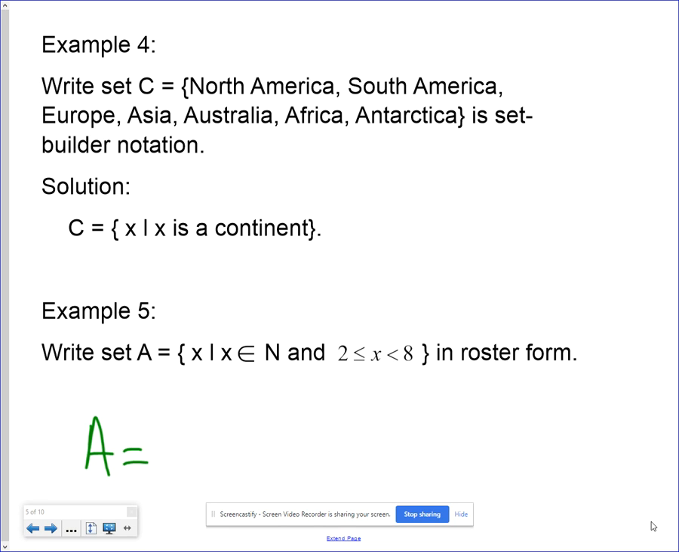So we're going to say A is equal to the set. Well, what's true about the members of this set? It's a natural number and it's in between 2 and 8. It's equal to 2, but it's less than 8. So A will equal 2, 3, 4, 5, 6, and 7. I'll give you a minute to think about that.